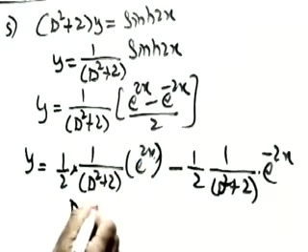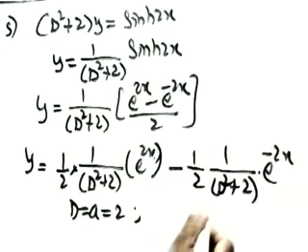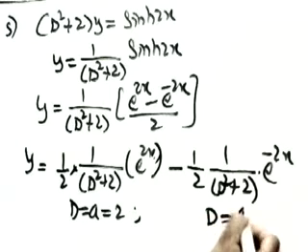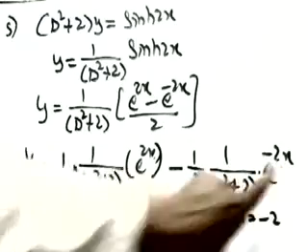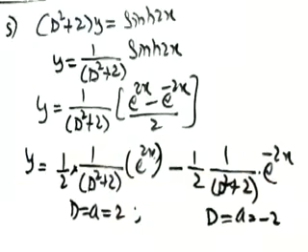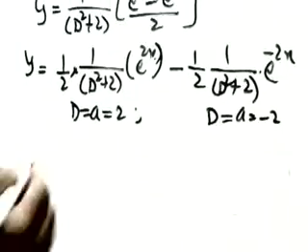Here the value of a is 2. So here we have to substitute D = a, that is 2. Here we have to substitute D = a. Here we have minus 2 in e^(ax). This is a. A here is minus 2, here it is 2. So let me change now.